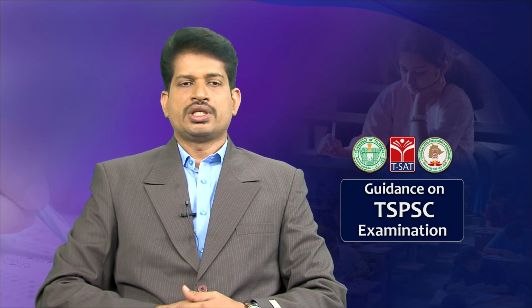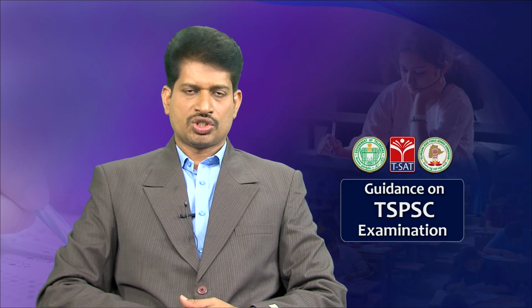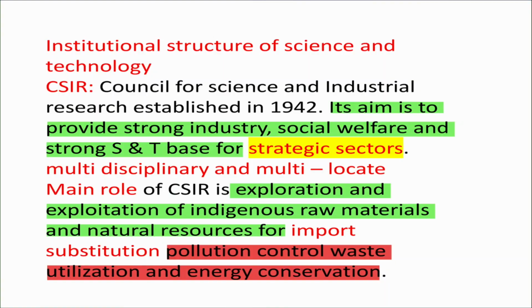So, CSIR, the Council for Scientific and Industrial Research, is the main institutional structure responsible for the development of science and technology in our country. The Council for Scientific and Industrial Research was established in 1942. Its aim is to provide a strong industry, social welfare, and a strong science and technology base for strategic sectors.